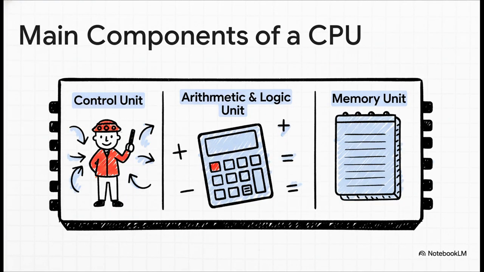So, if we break the CPU down even further, you'll find it has three main parts working together. First, you've got the control unit, or CU. Think of it as the project manager, just directing the flow of all the information and making sure everyone's doing their job. Then there's the arithmetic and logic unit, the ALU. This is the calculator, the mathematician of the group. It handles all the addition, subtraction, and logical comparisons. And finally, you have the memory unit. This is like the CPU's own super-fast, short-term memory, a scratch pad for holding whatever it's working on right this second.